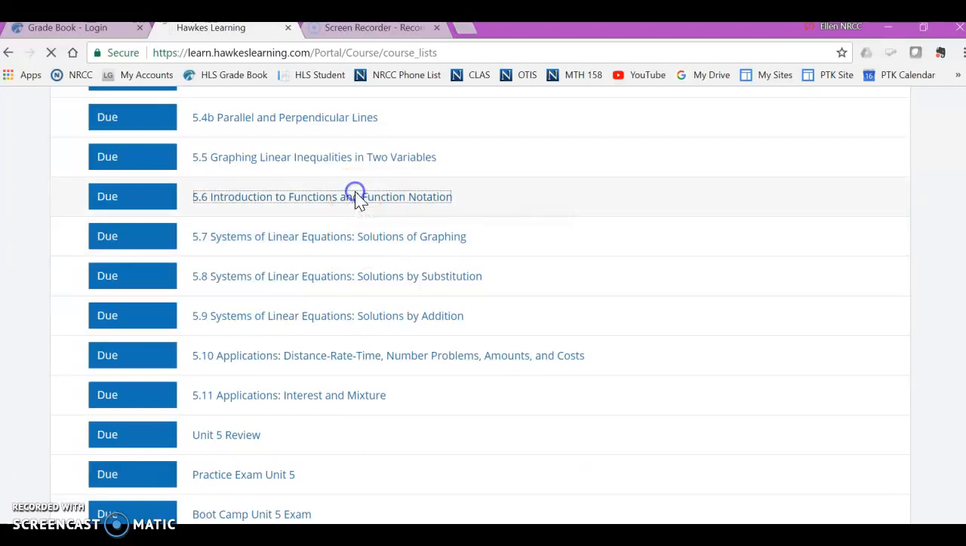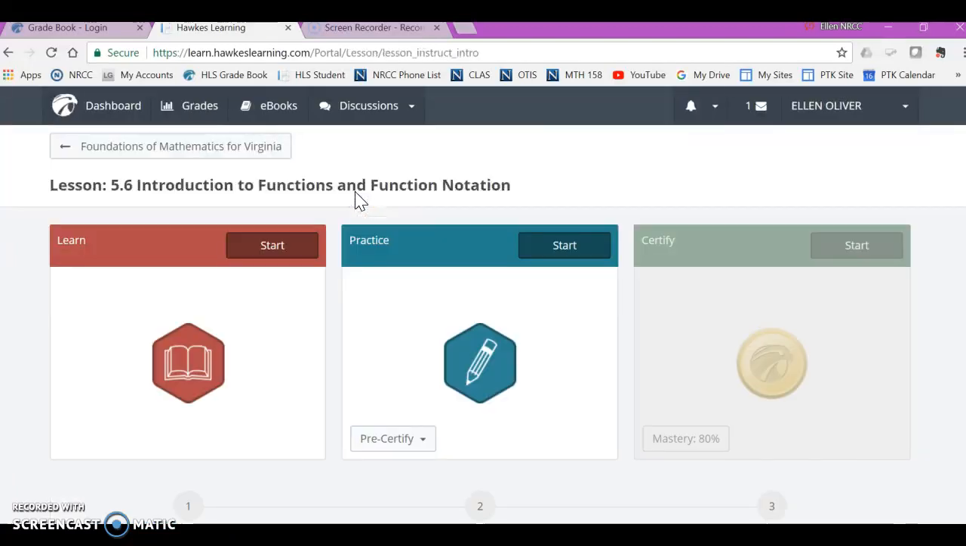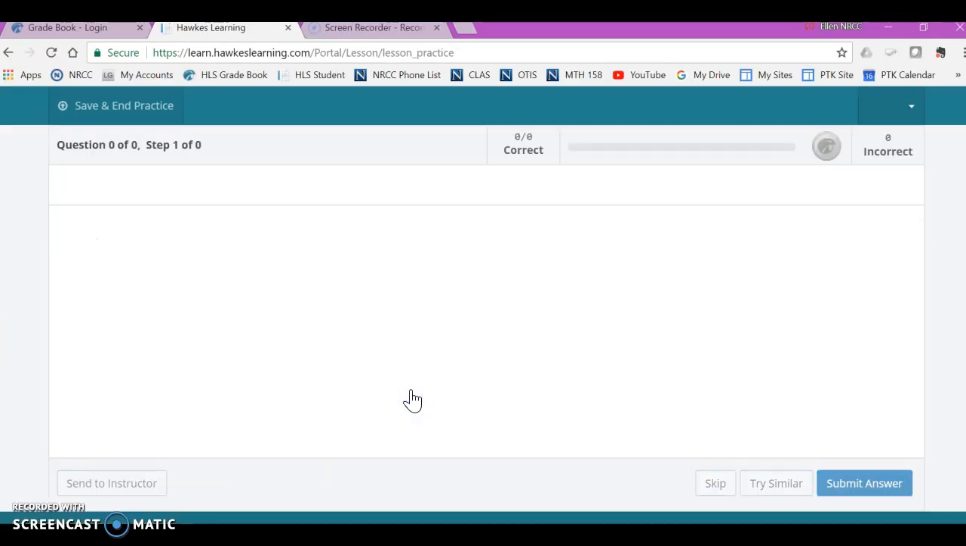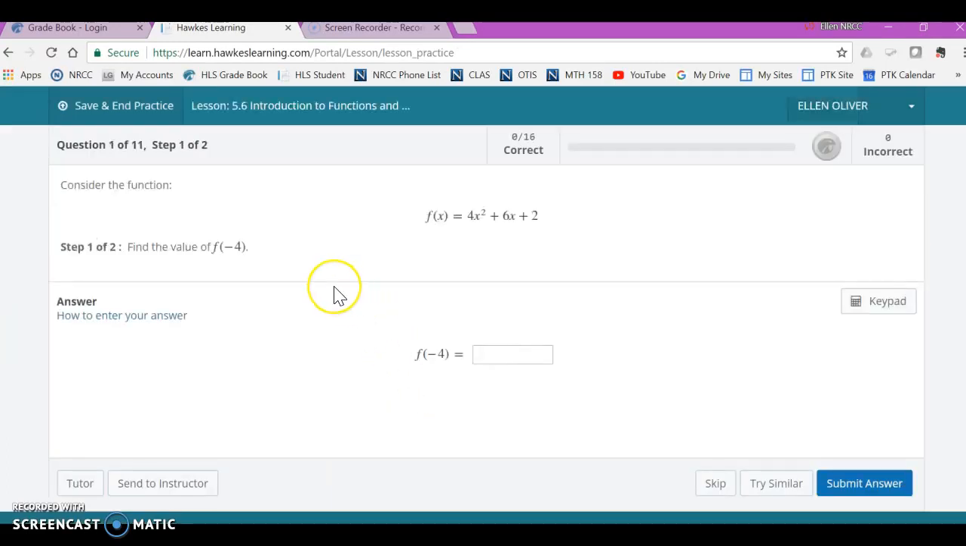All right, 5.6, Introduction to Functions and Function Notation. This is super easy. It's a little scary sounding. I'm going to go pretty quickly because I don't think you're going to find it that challenging.